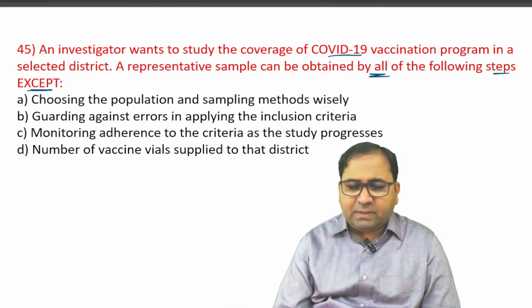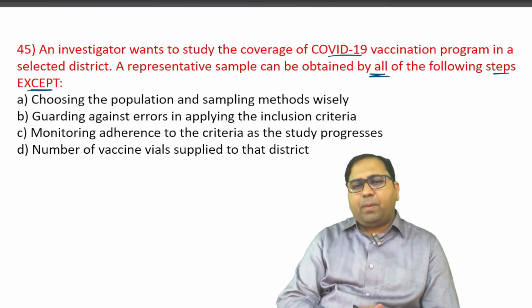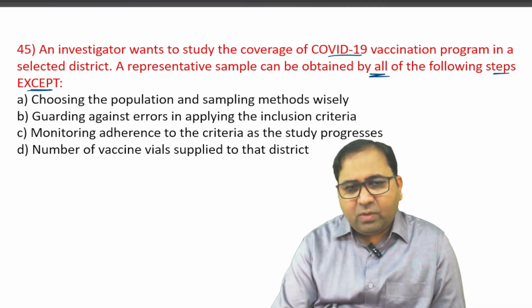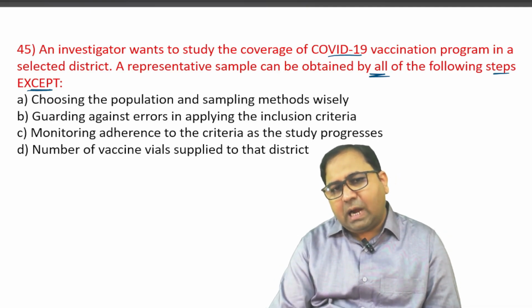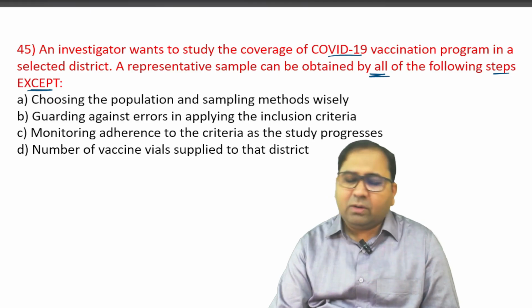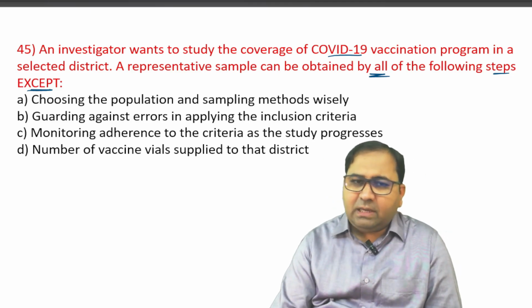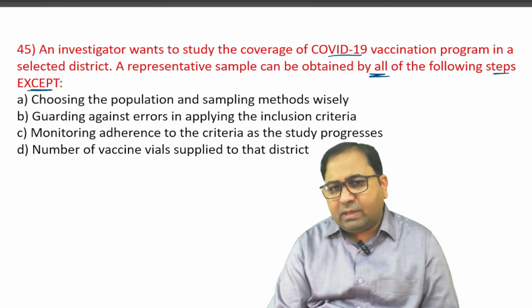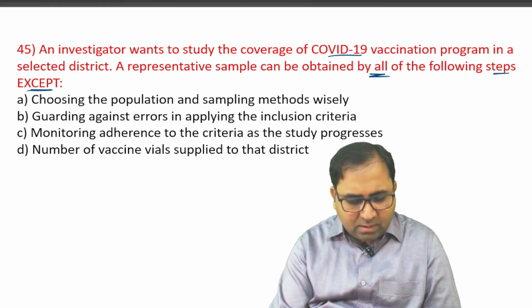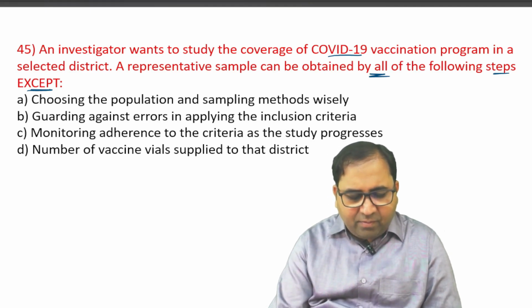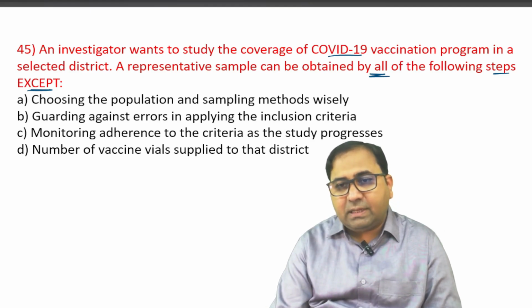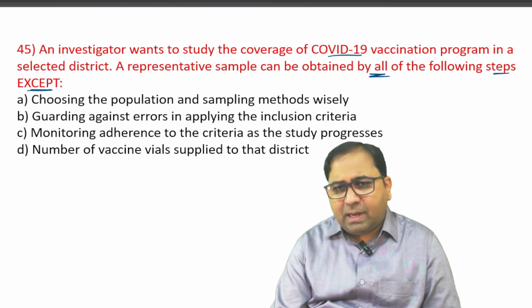Okay. Options are A. Choosing the population and sampling methods wisely, or B. Guarding against the errors in applying the inclusion criteria, or C. Monitoring the adherence to the criteria as the study progresses, or D. The number of vaccine vials supplied to the district. So a representative sample can be obtained by all of the following except what?